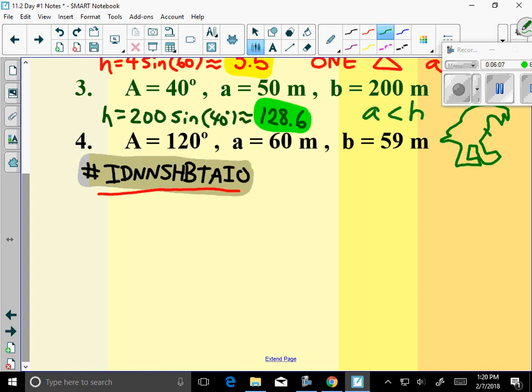And it just can't reach. It's trying, but it can't reach. Right? No triangle. None. No triangle.